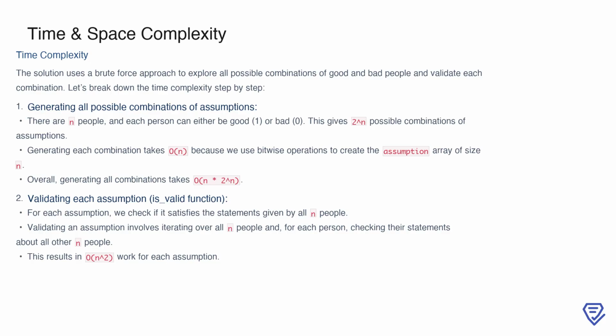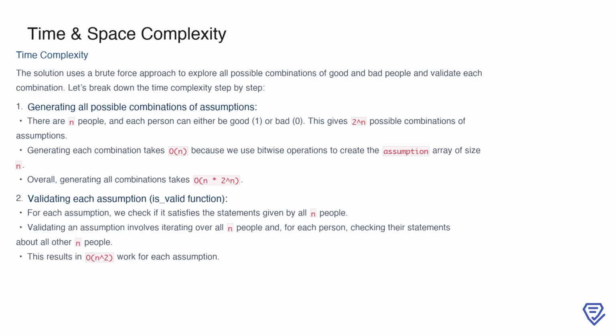With n people, each person can either be good, represented as 1, or bad, represented as 0. This means there are 2^n possible combinations of assumptions. To generate each combination, we use bitwise operations to form an assumption array of size n, which requires O(n) time per combination. Therefore, generating all combinations takes a total of n * 2^n time.